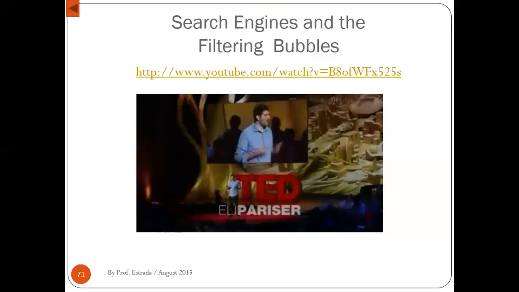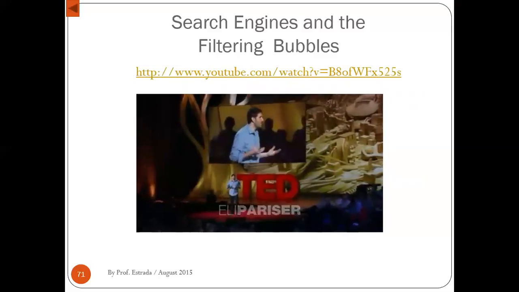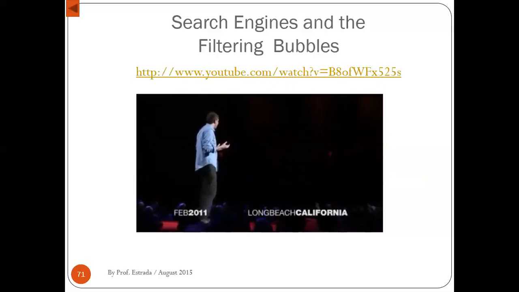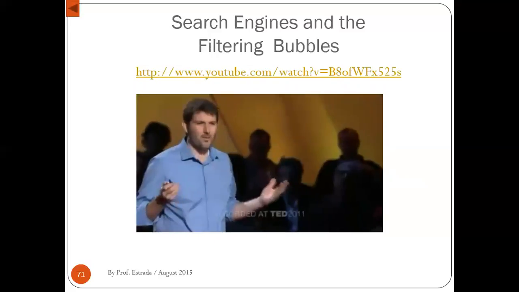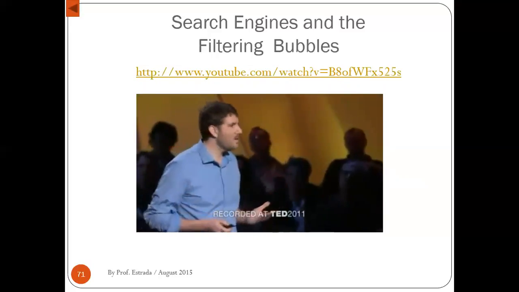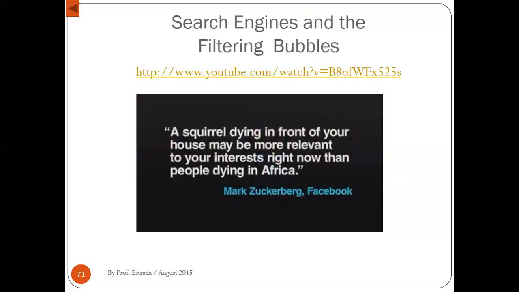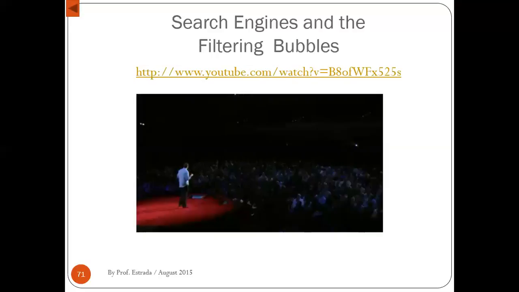Mark Zuckerberg, a journalist was asking him a question about the news feed. And the journalist was asking him, why is this so important? And Zuckerberg said, a squirrel dying in your front yard may be more relevant to your interests right now than people dying in Africa. And I want to talk about what a web based on that idea of relevance might look like.